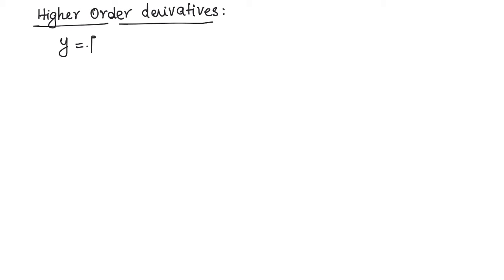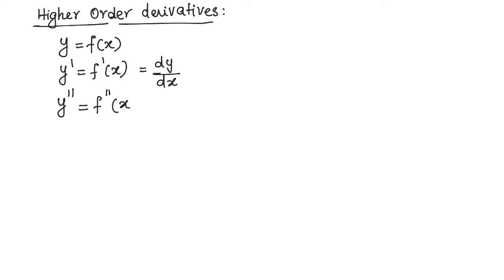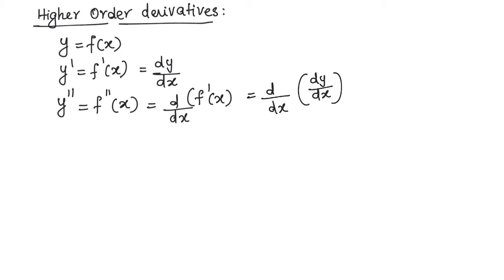If y is a function of x, then y prime, that is the first derivative, we can express as f prime of x or dy over dx. If we are taking the derivative of this function again, then it will be y double prime, f double prime of x, or we can write the derivative. This is actually the derivative of f prime of x, or we can write the derivative of dy over dx. That is the same as writing d square y by dx square.